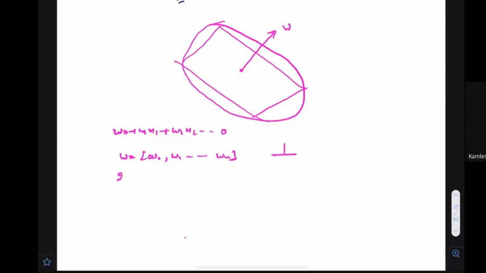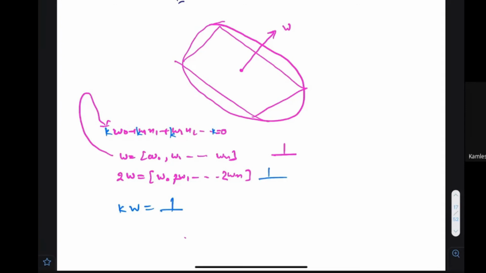Now what about 2W? If I multiply all these values by 2, is this vector also perpendicular, yes or no? What do I mean by perpendicular? That this value is going to be 0. So if I multiply everywhere by 2, or for the sake of clarity by k, it is also going to be 0. Similarly, kW is also perpendicular to my plane.